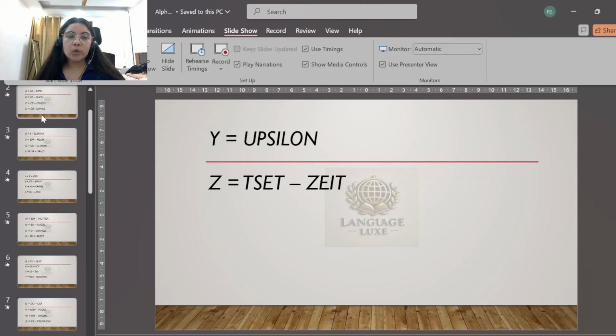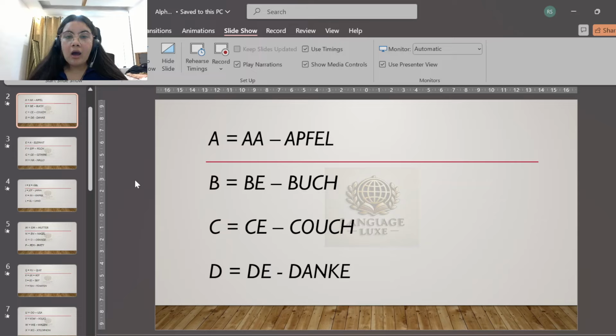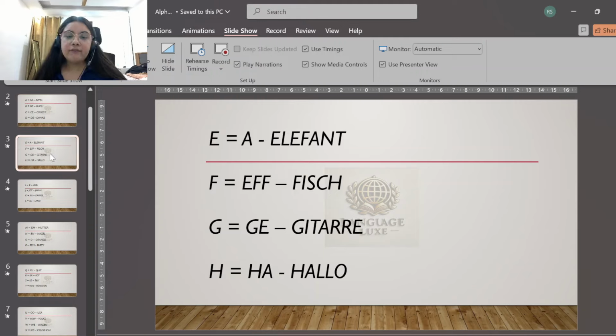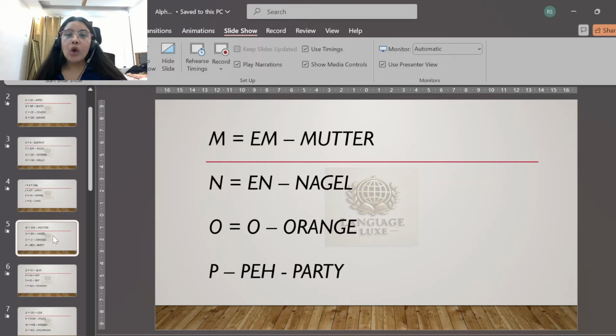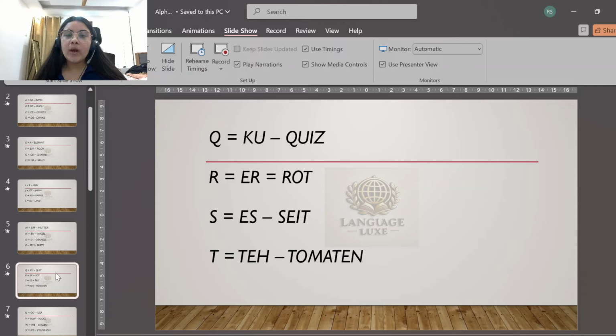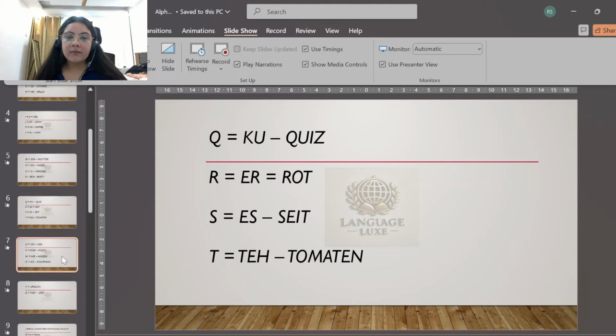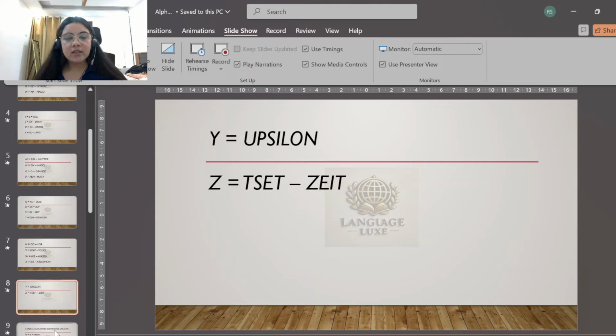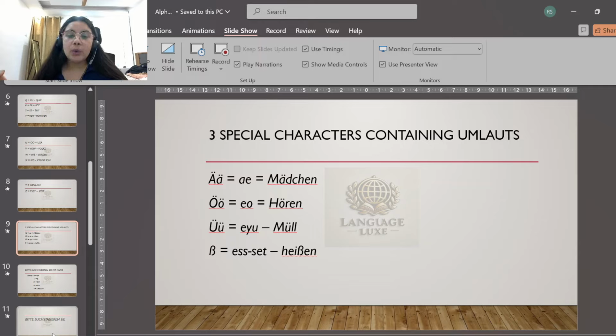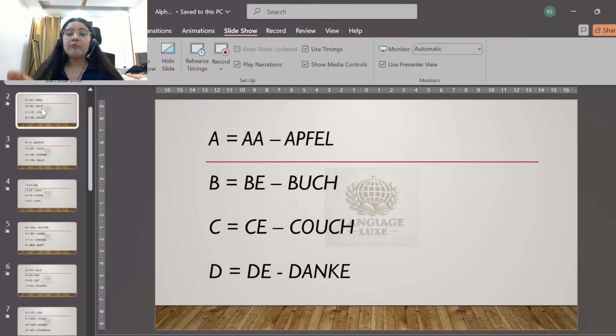Wonderful. So let's go through it once again. A, B, C, D, E, F, G, H, I, J, K, L, M, N, O, P, Q, R, S, T, U, V, W, X, Y, Z. Wonderful. Then Ä, Ö, Ü, ß. Great.